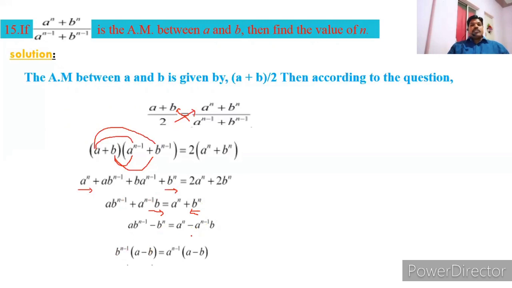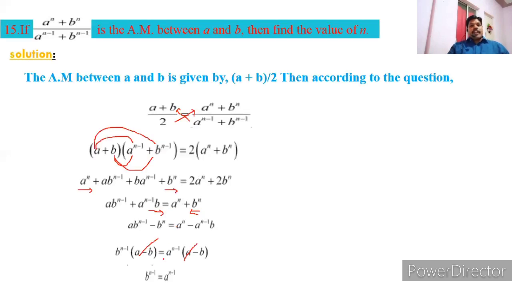Similarly, in these two values, I will take a power n minus 1 common, because a power n you can write as a into a power n minus 1. So if you take a power n minus 1 common, the remaining value will become a minus b only. Next, we can cancel that a minus b and a minus b here, and what we get is b power n minus 1 is equal to a power n minus 1.